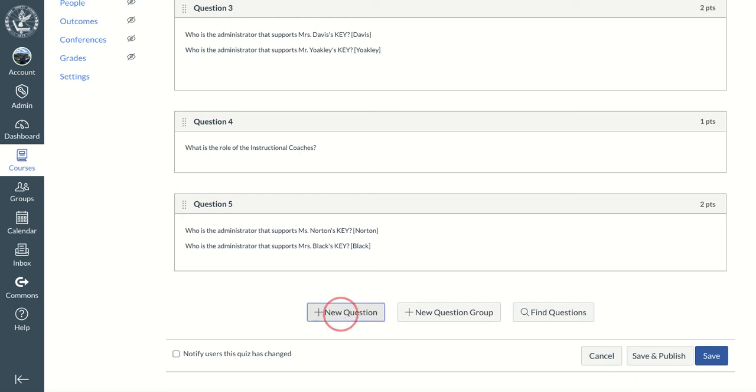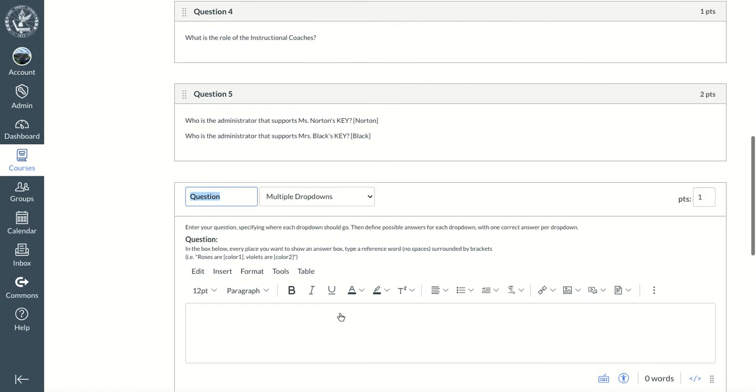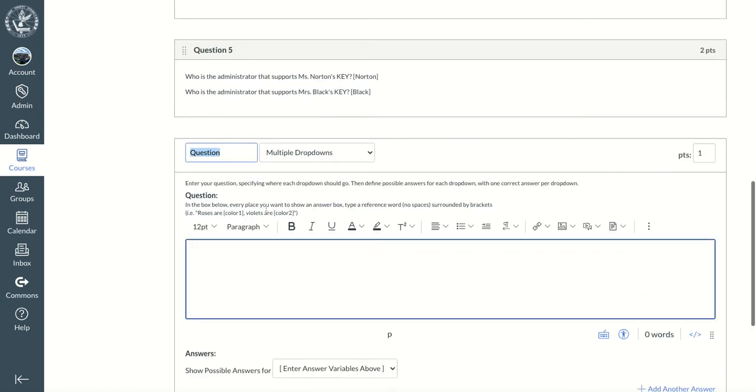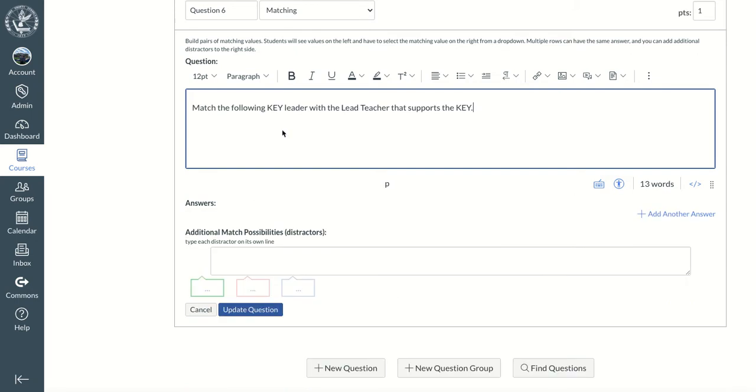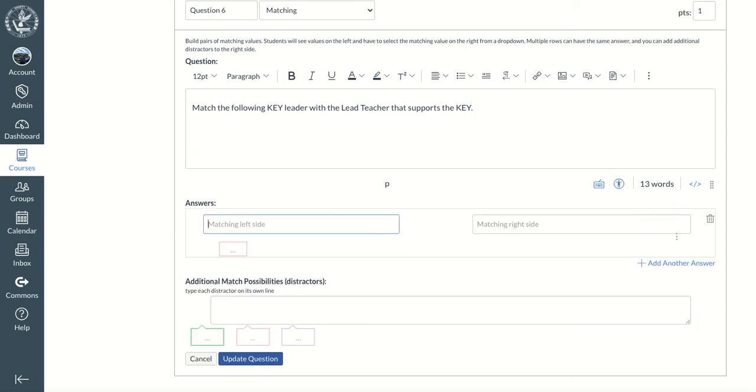So another great question type, I'm going to add another question, is matching. This is where your students are going to pair certain words together. I'm just going to give an example where I'm going to have my students match the following key leader with the lead teacher that supports that key.